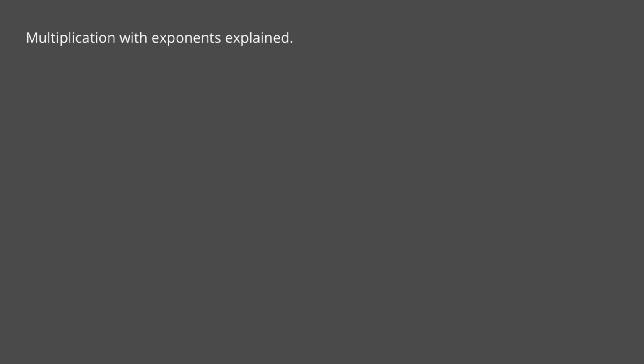Today we are going to learn how to multiply numbers with exponents together. At this point you should understand what exponents are and how to simplify those. So if I have 4 to the power of 2, you should know that that's the same thing as 4 times 4, which is 16.